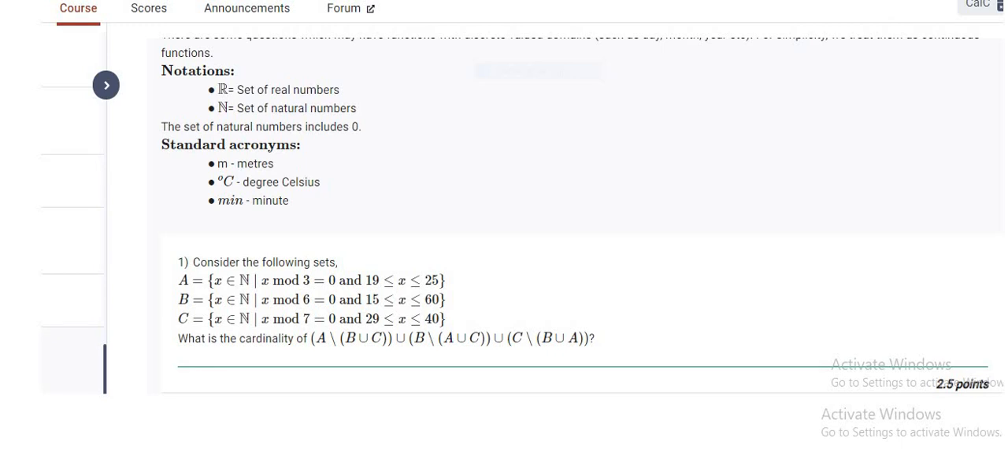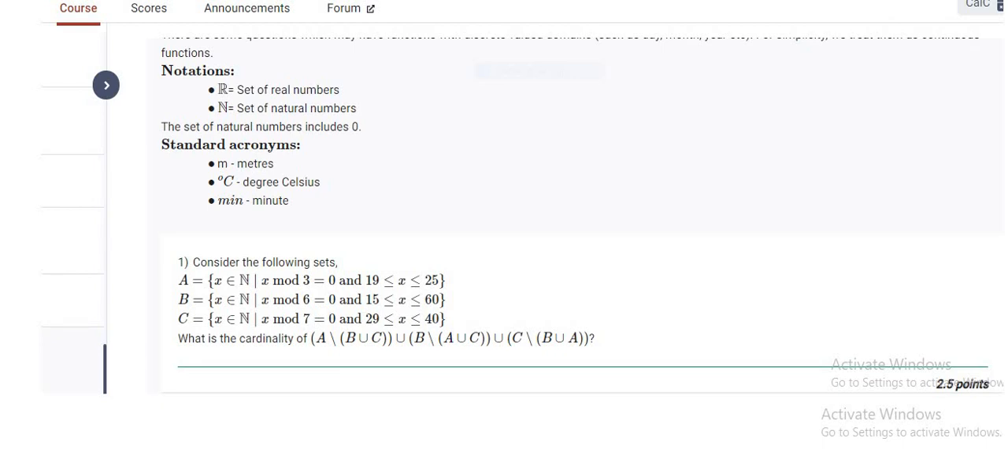So question number 1 says, consider the following set A and some conditions have been given where X is the set of natural numbers and X mod 3 is equal to 0 and 9, and the range has been given for X. In a similar manner, some conditions on set B have been given, as well as C.